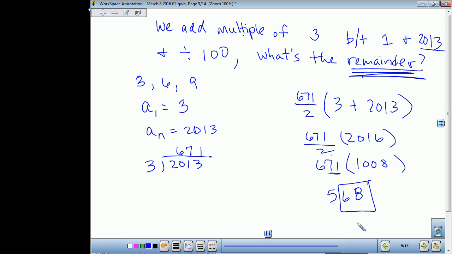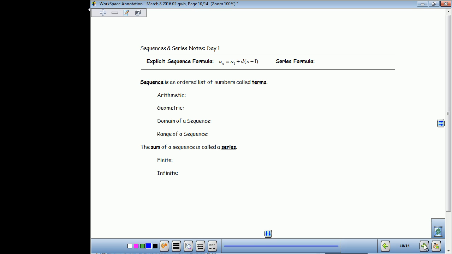Who's ready to join math team? I didn't get that last part. Why is it 68? Because if you just punch this in your calculator, 671 times 1,008, it ends up being the decimal part. Yep. Good. All right. So that was one of our slicing questions we practiced this morning.